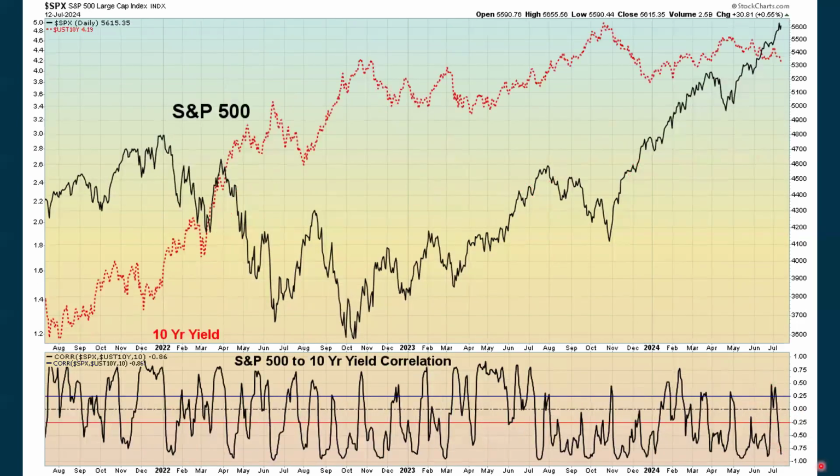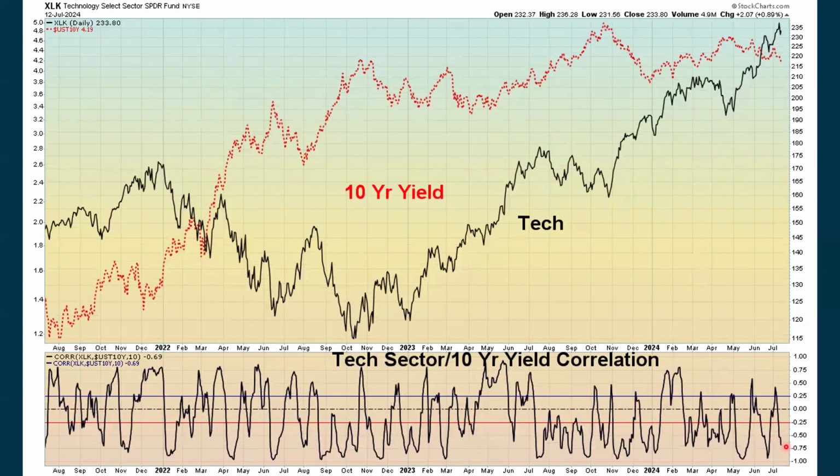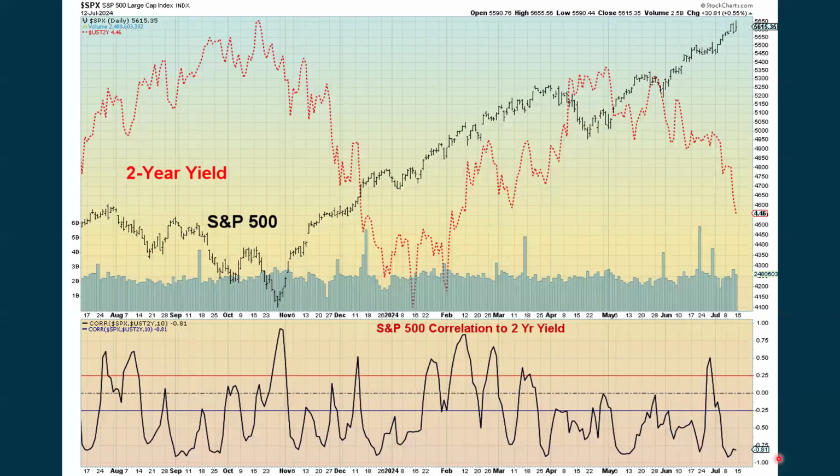And then the S&P and the 10-year yield also going in opposite directions. And the tech sector to the 10-year yield also has a strong tendency to go in opposite directions. And then shorter term yields here, the S&P to the 2-year yield also going in opposite directions.